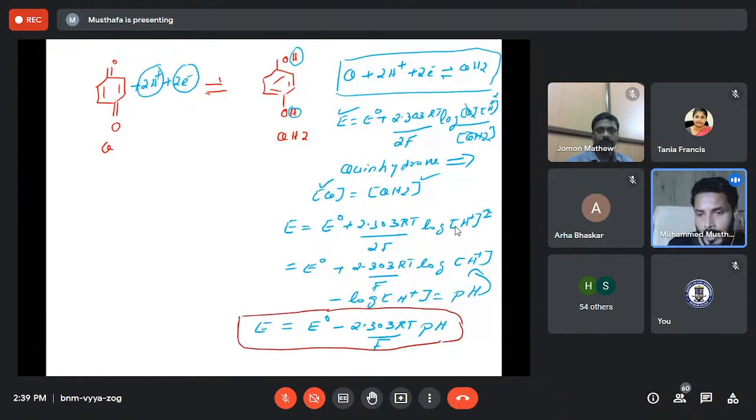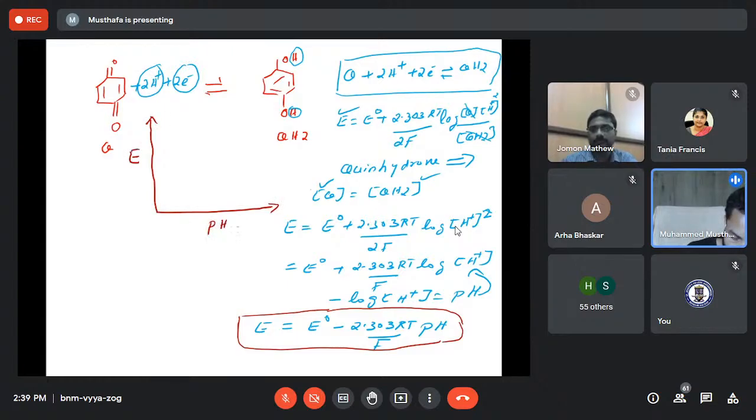You can see on the left hand side you have the electrode potential, and on the right hand side you have the pH. And this equation simply says that if you make a graph between electrode potential and pH, E and pH, it will exhibit a negative slope like this, because it is minus 2.303 RT by F pH.